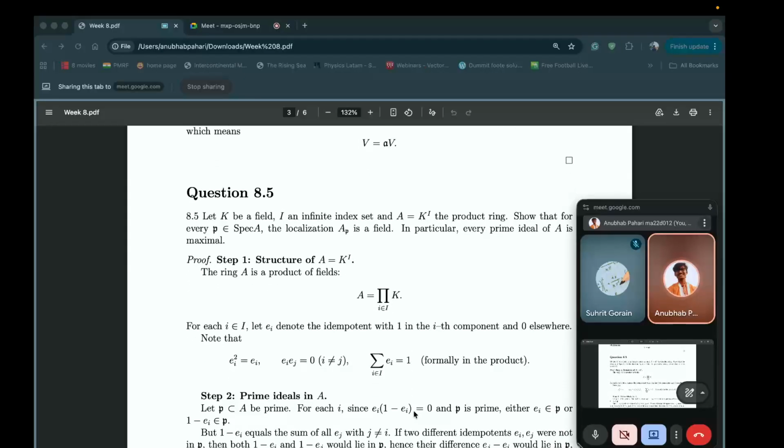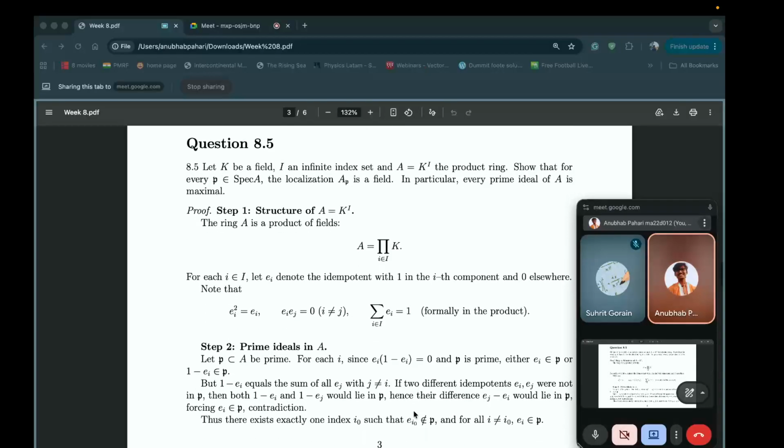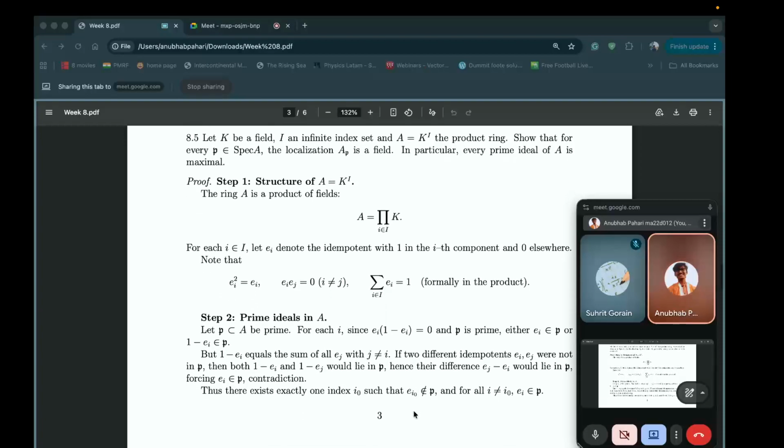Okay, so let's start talking about this. Let k be a field. I has infinite index. A is a product ring, and we have to show that for every prime ideal, the localization is a field, and in particular, you have to show that every prime ideal of A is a maximal ideal. Now, step one, we need to know the structure of the product ring.